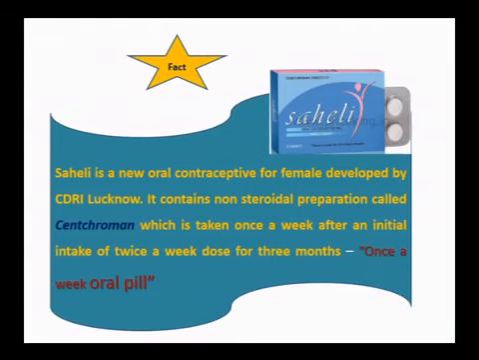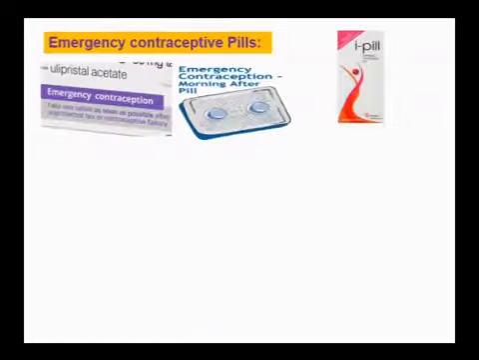It contains a non-steroidal preparation, which we call Centchroman, which is taken once a week after an initial intake of twice a week dose for 3 months. That is why we call it a once a week oral pill.